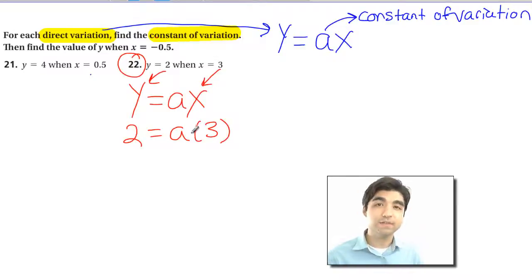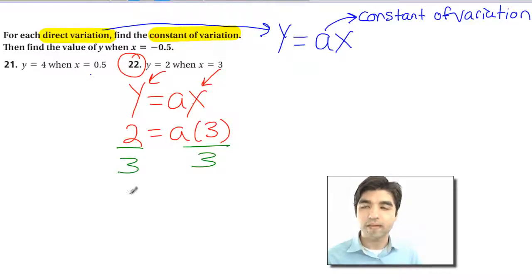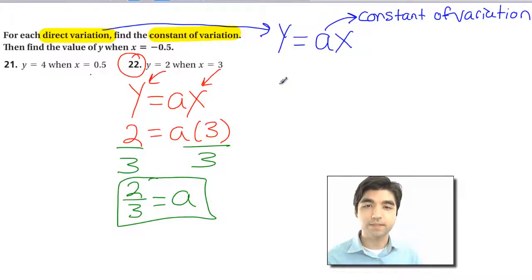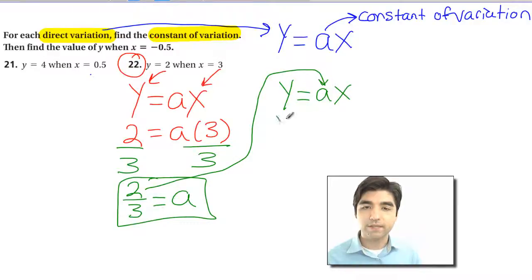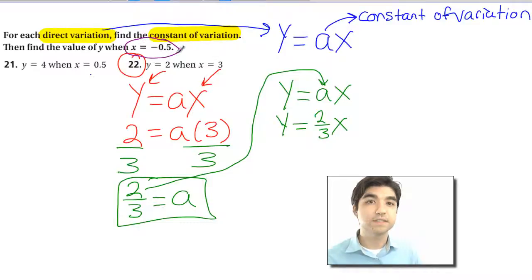Now we have a times 3. The opposite of times is division, so we need to divide by 3. So we have 2/3 equals a. So that's one part of the answer. The second part of the answer is we need to take that a and put it back into the equation. So we got y equals 2/3 times x. Now they want us to find y when x equals negative 0.5.